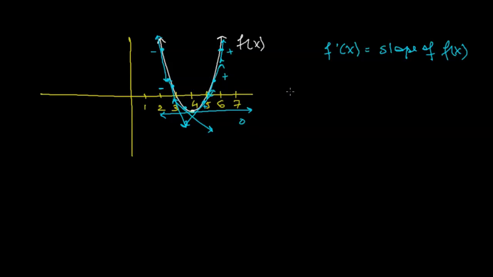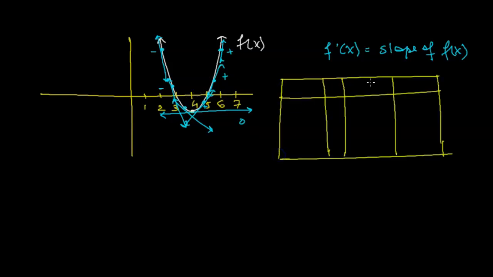We then put all this information in a table where we can now put in the intervals. So the first interval is negative infinity to 4. Then exactly at 4, what happens? After that, we have 4 to positive infinity. And we would then write down the conclusion.